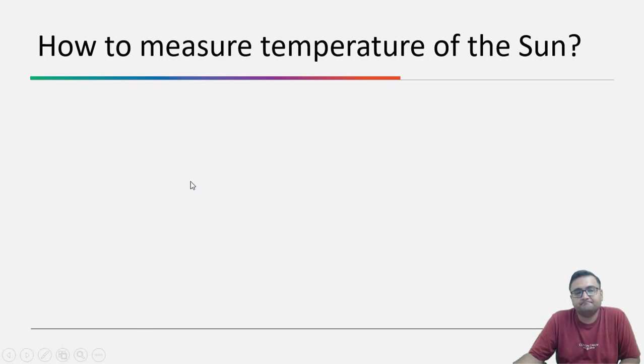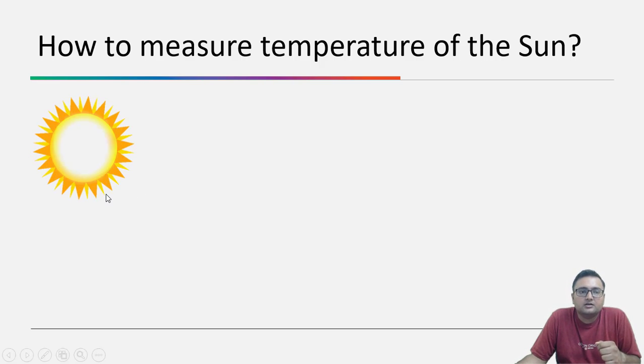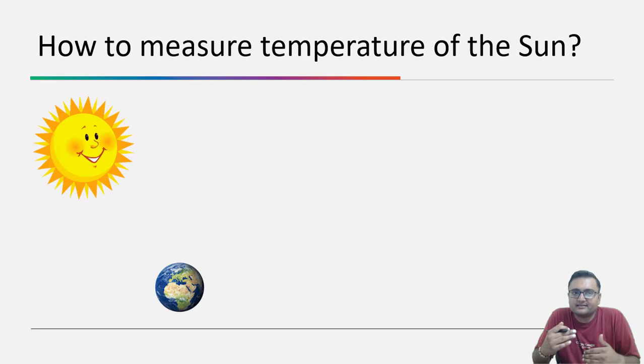So, in order to measure the temperature of the sun, we need to have certain assumptions. Let's see what kind of assumptions we require. As we know, the distance between the sun and the earth is something that we should know before solving this example.